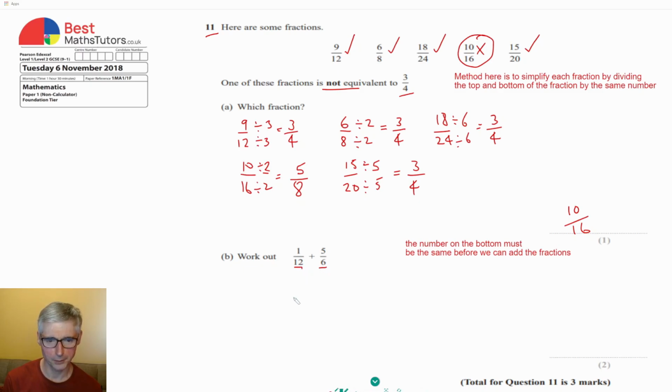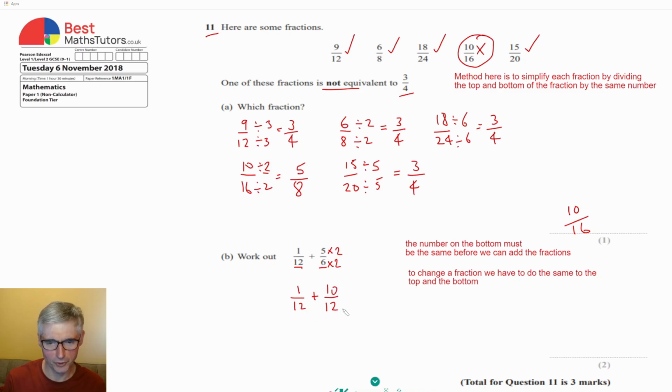So I'm going to change them both into 12ths, which actually means keeping the 1/12 as it is. And I'm going to change this one, so I'm going to make that a 12 on the bottom. And the rule is to change a fraction, I've got to do the same to the top and the bottom of the fraction. So to make the 6 into a 12, I have to times it by 2, and I must do the same to the top and the bottom of the fraction. So because of that rule, we've got to times the 5 by 2 as well. So that gives us a 10 on the top.